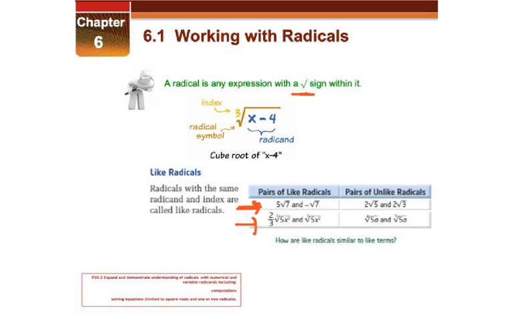We have two unlike radicals over here. This set is unlike because we have root 5 and root 3. And this set here is unlike because we have different indexes. One has an index of 4, one has an index of 5.